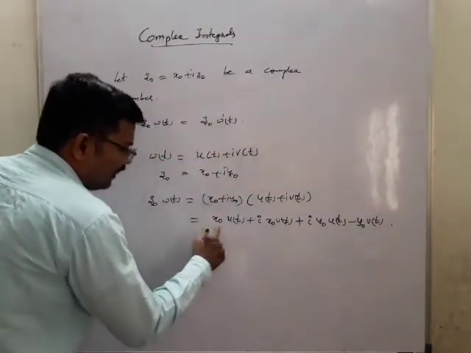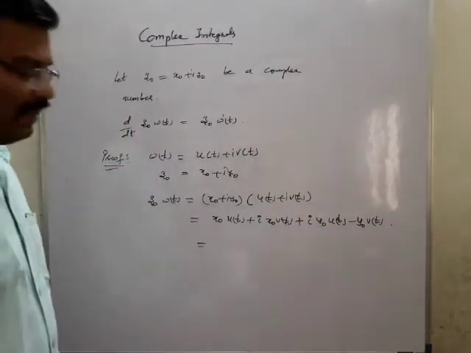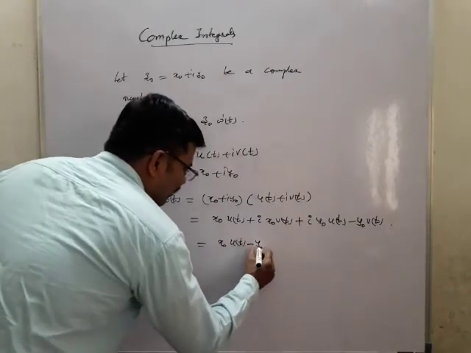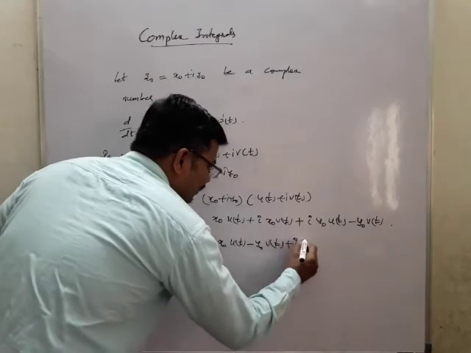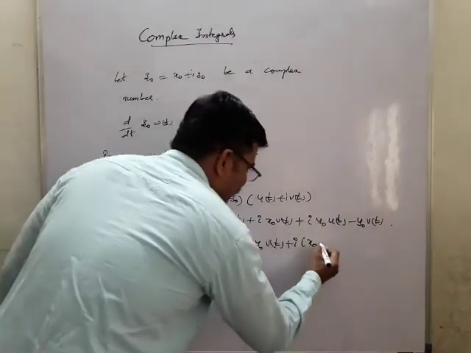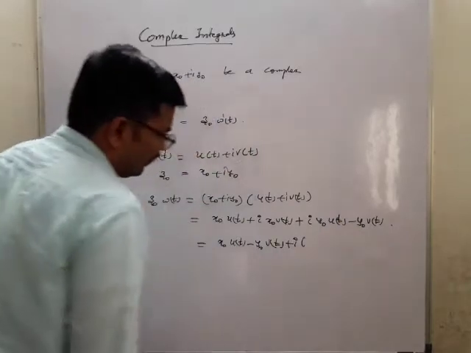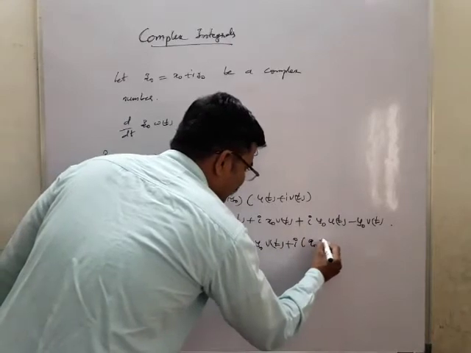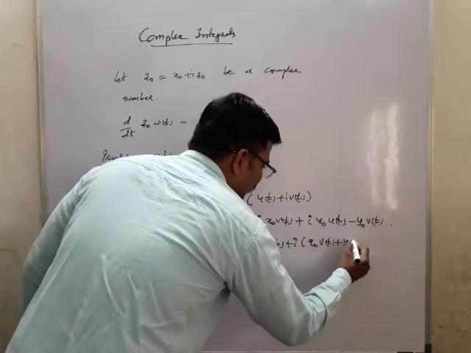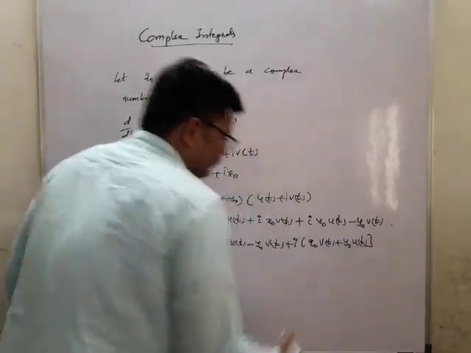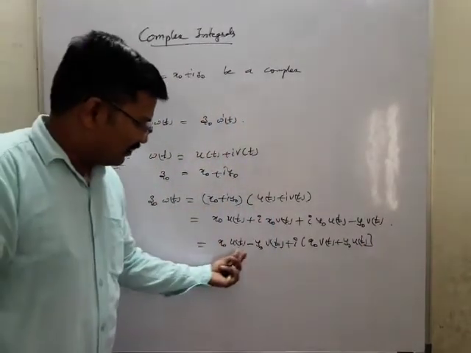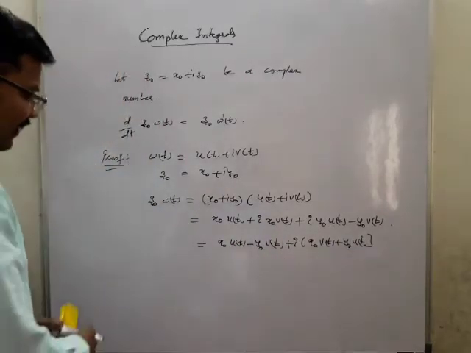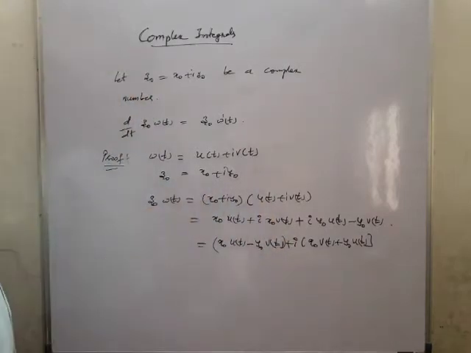Therefore I'll just separate the real parts: x naught u of t minus y naught v of t, plus i common, i into x naught v of t plus y naught u of t. This is what we have written. Now this is the real part and this is the imaginary part.